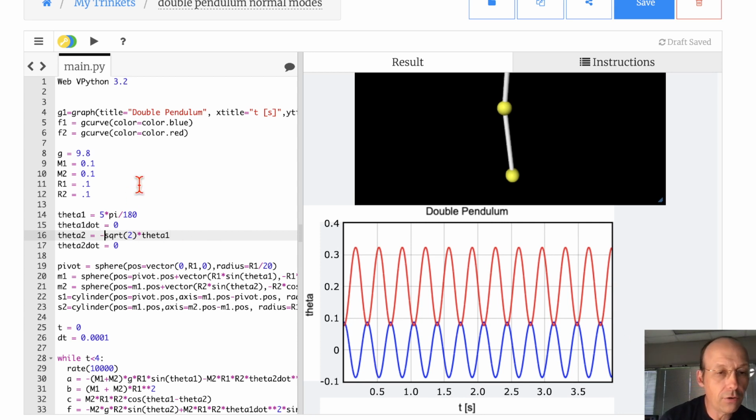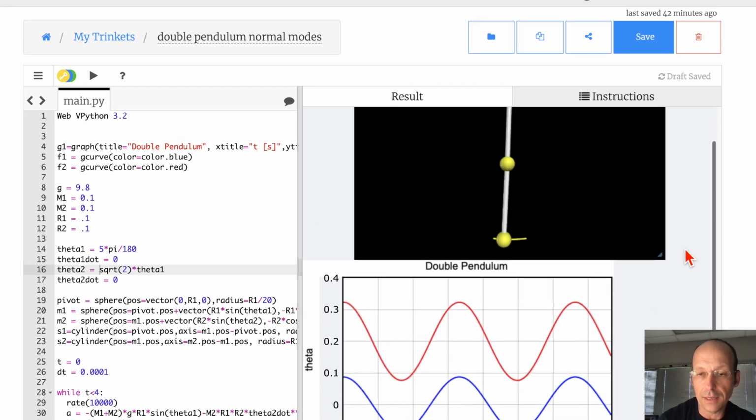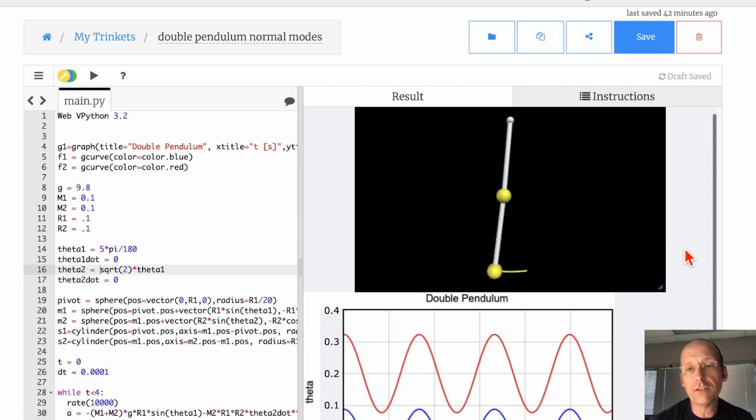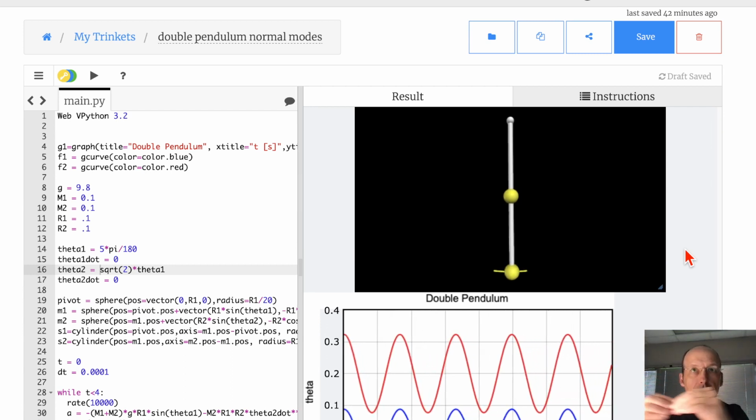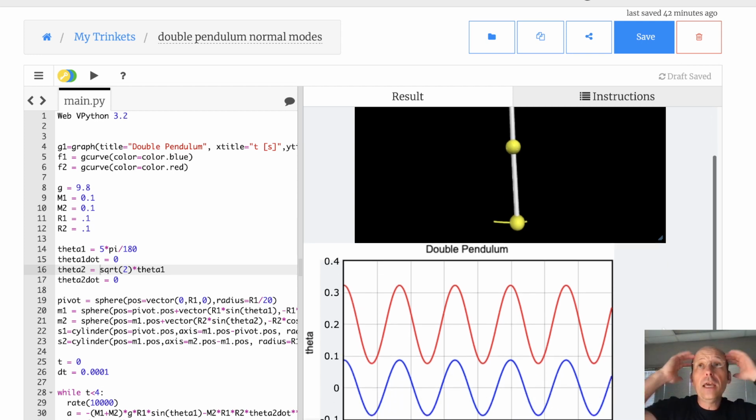Next, the other normal mode is just plus. And I run that one. Again, you'll notice here that they're swinging with the same frequency, but they don't start with the same amplitude, right? That's what you have to do in order to make this one have the same frequency as that one.